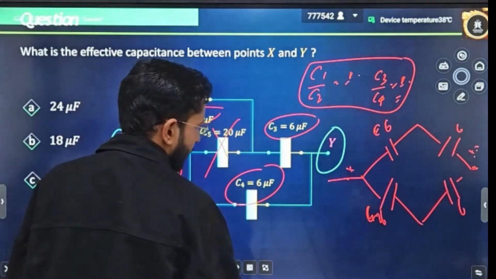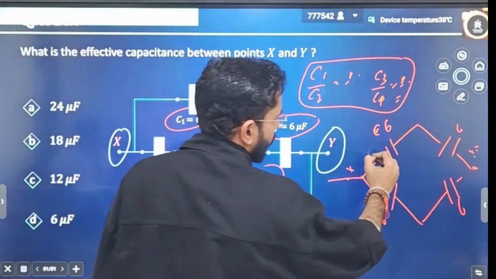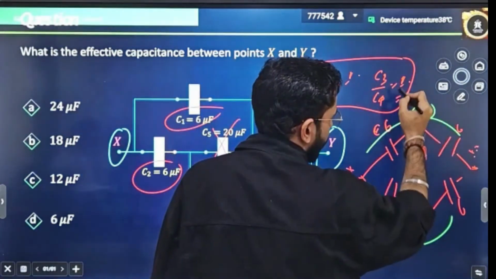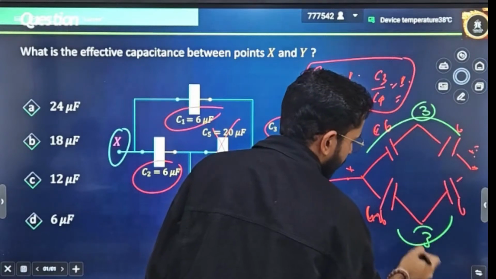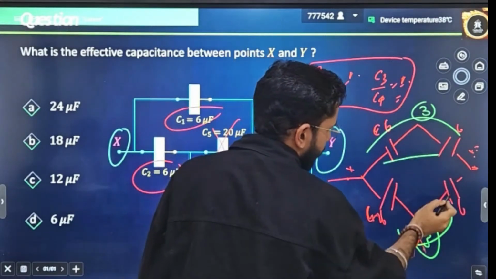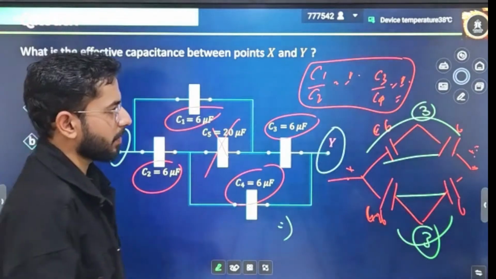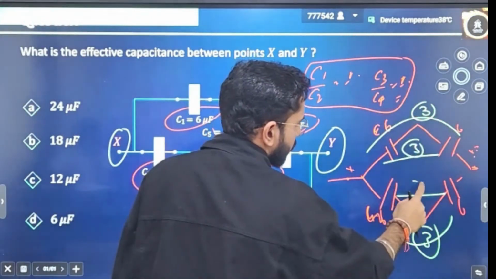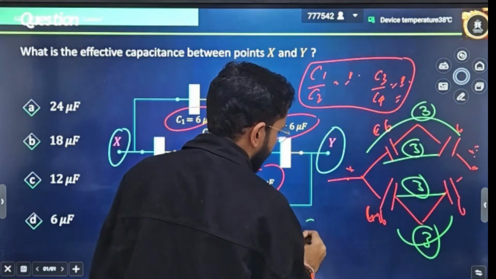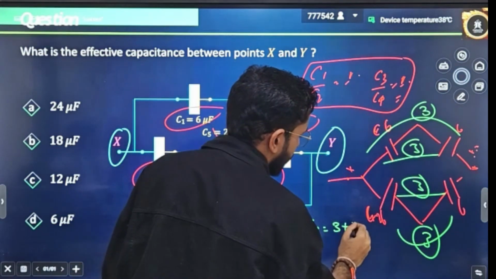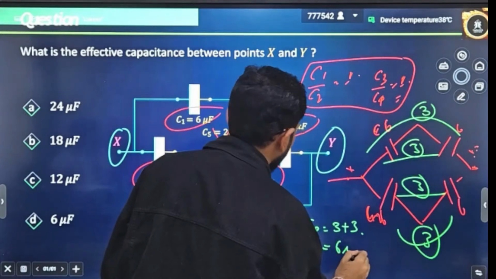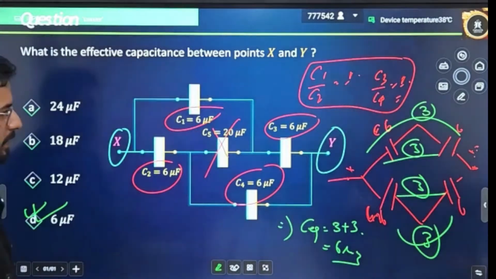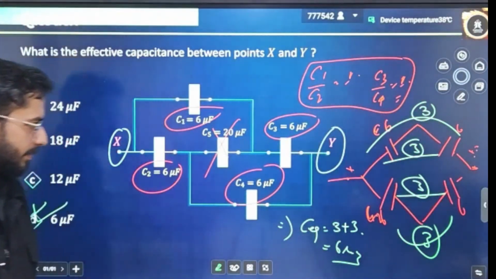Capacitance, sorry, capacitance. You will say simply these two are in series. That means the net will become 3, and here 6 and 6 will become 3. Now this complete combination is in parallel. Parallel means which kind of formula? C1 plus C2. That means 3 here, 3 here, both are in parallel. So finally the answer will be 3 plus 3, which is 6 microfarad. Which option is correct? Option B. The final answer is 6 microfarad.